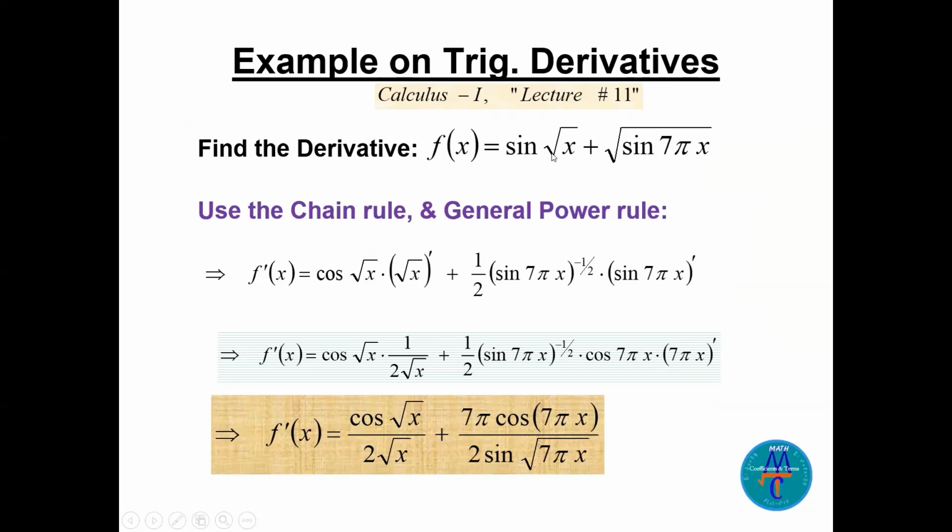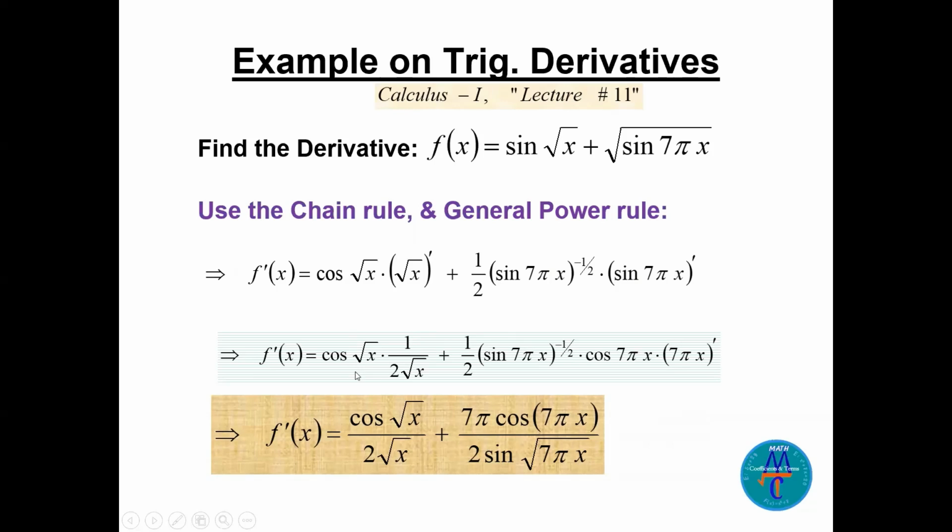F of x is equal to sine of square root of x plus the square root of sine 7 pi x. Let's find the derivative using the chain rule and the general power rule. F prime will be the derivative of this sine square root of x, which will be cosine square root of x times the derivative of the inside, which is the derivative of square root of x. This one, all to the power half, so it will be half sine 7 pi x to the power half minus 1, which is minus half, times the derivative of the inside, which is sine 7 pi x all prime.